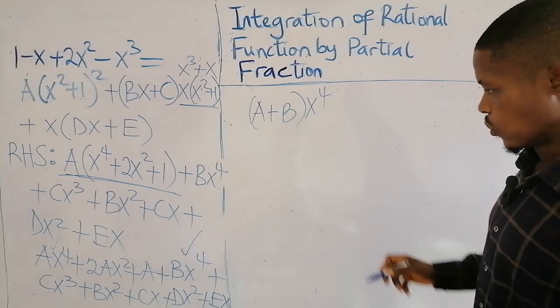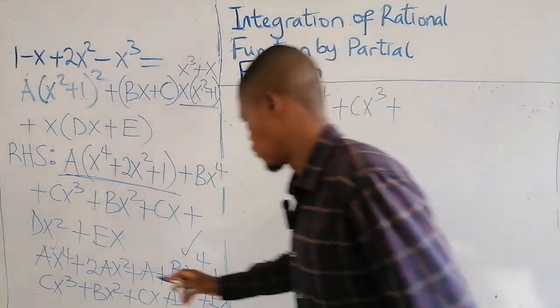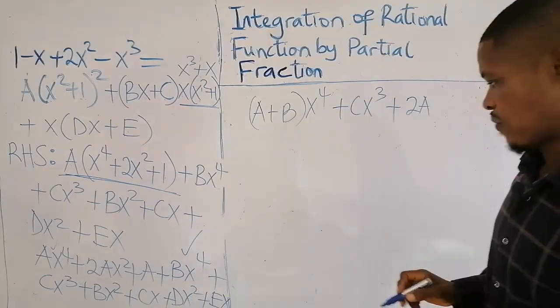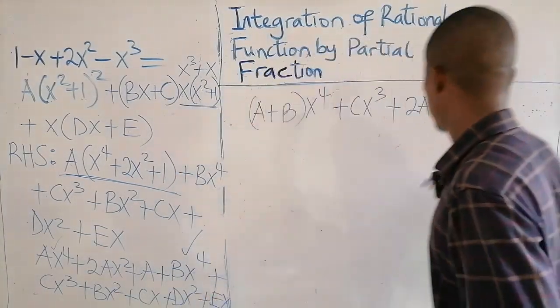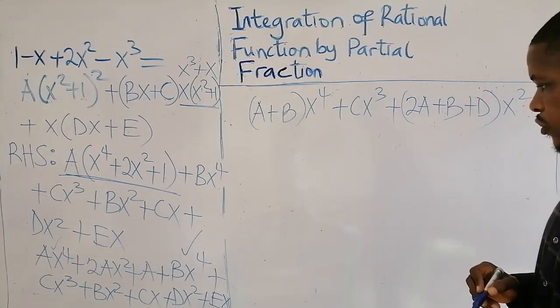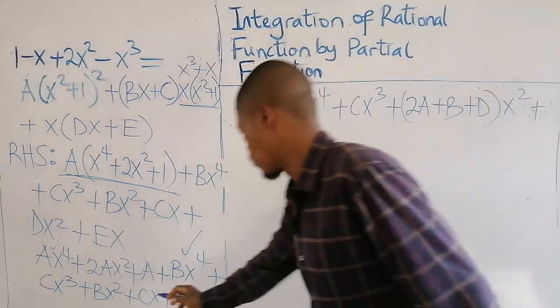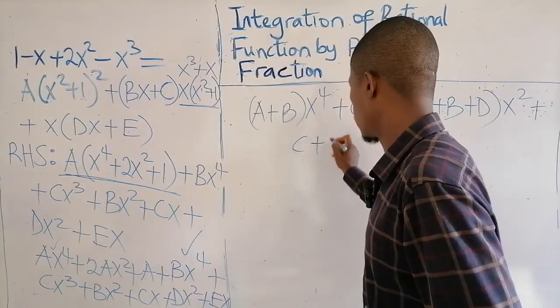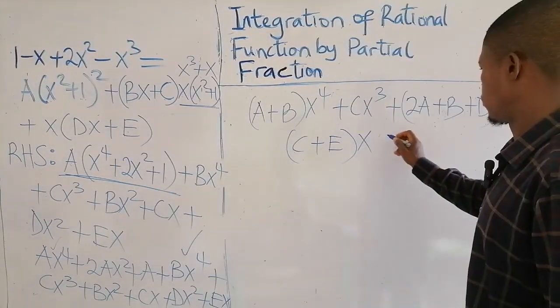For the cube, we only have one, that's Cx cubed. Then for the x squared, we have one here, that's 2A, another one here, that's B, and another one here, that's D, times x squared. Then we can go for the coefficient of x. We have C plus E times x. We do have the constant terms also, so that's A.